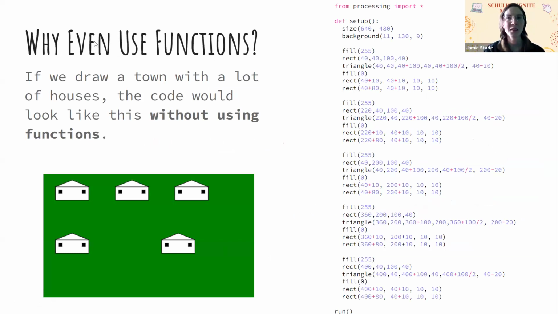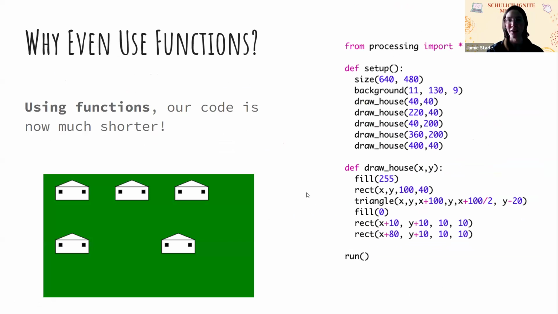Okay, another example. Why do we use functions? If we wanted to draw a town with lots of houses, the code would look like this without using functions. Disgusting. Same code repeated so many times. So inefficient. What if we used functions? Now we have a function to draw a house. We can call it multiple times from our setup function with different coordinates of where we want the houses to be. And look how much shorter and easier to read this is. Easier to code, easier to work with, much easier in general.